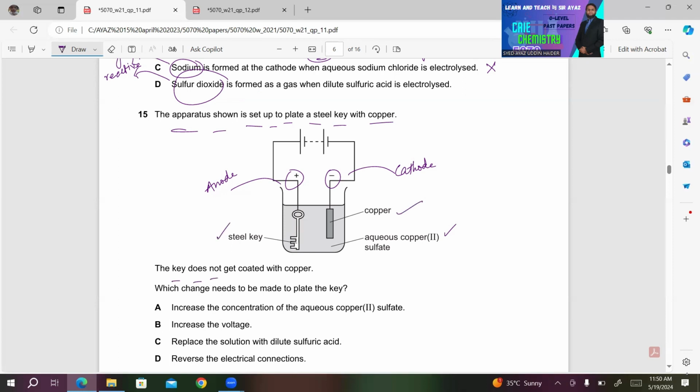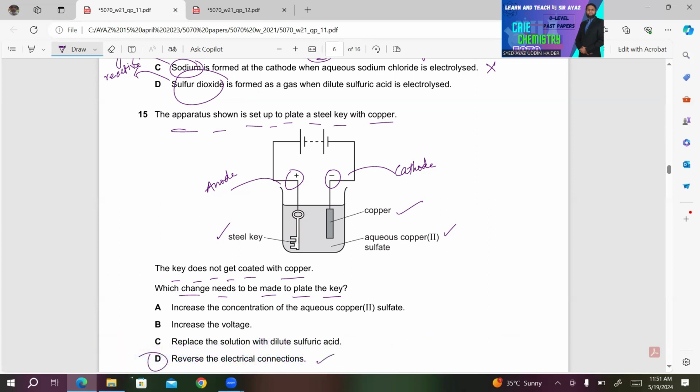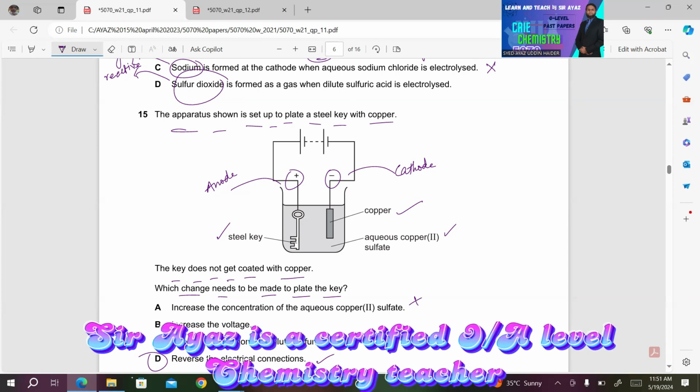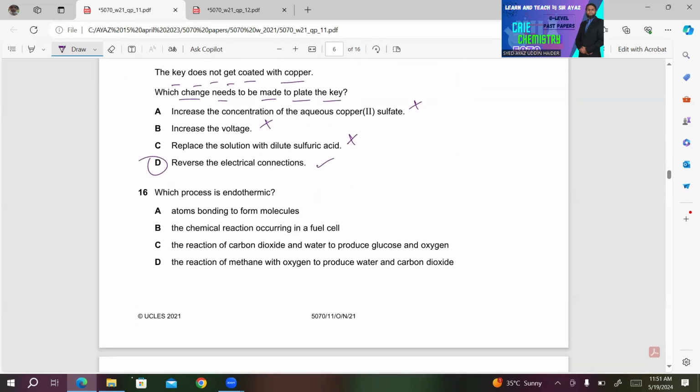The key does not get coated with copper. Which change needs to be made to plate the key? Definitely you have to reverse the electrical connections. So only choice D must be the right answer in this case. For your convenience, I am reading the other choices also. A. Increase the concentration of aqueous copper(II) sulfate. This is incorrect. You don't need to increase the concentration. You need to increase the voltage. This is also incorrect. Replace the solution with dilute sulfuric acid. This is also incorrect. So D must be the right answer for this question.